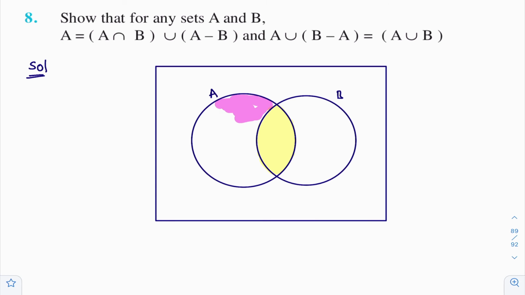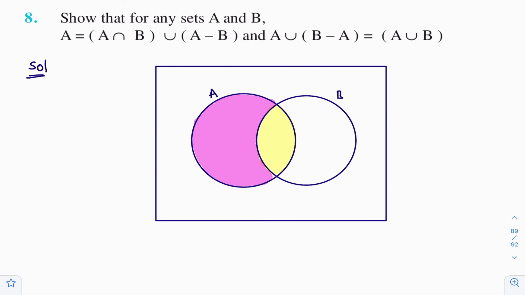Please observe whatever this pink color one is there. What is this? This is only A. All the elements present in A but not in B. Try to understand this, please. What I am drawing here, that is A minus B. This is A minus B.